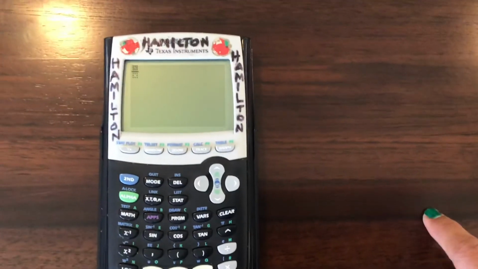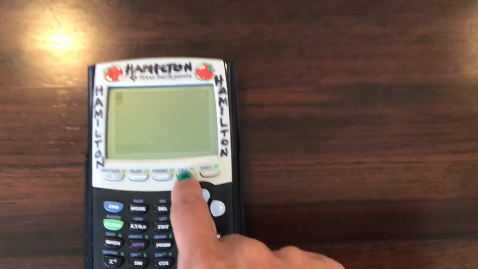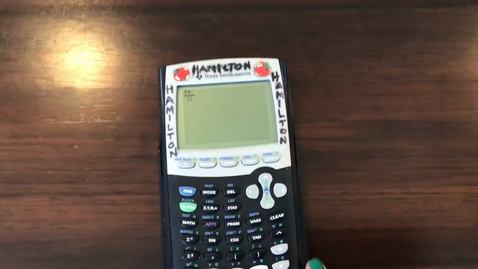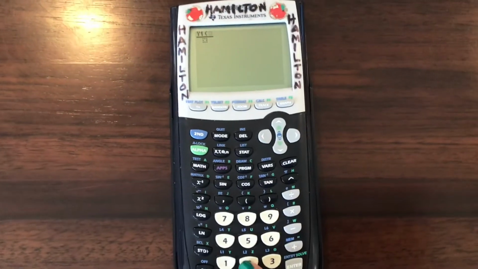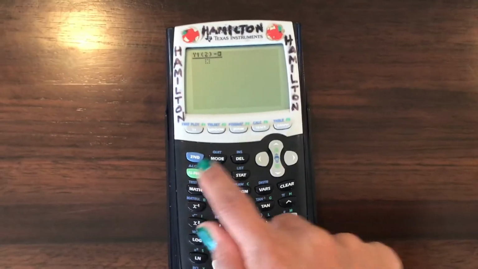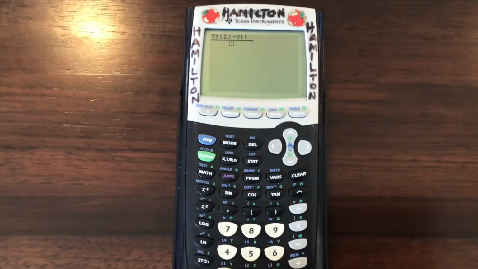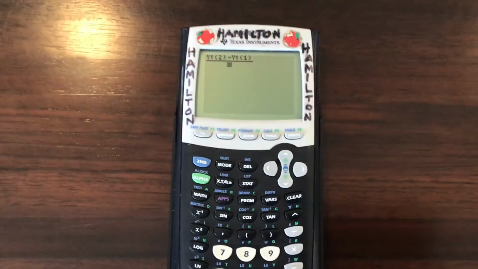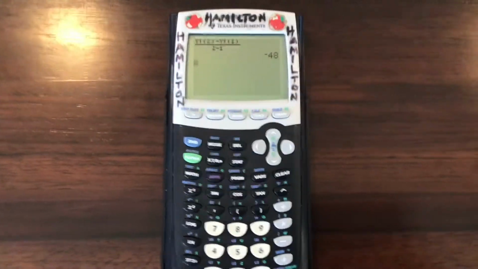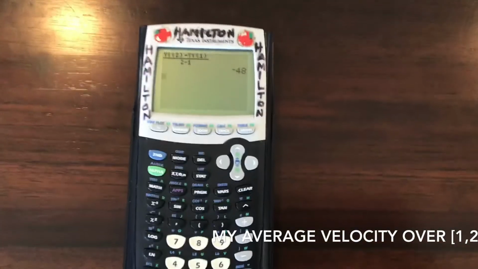I want to do s of 2 minus s of 1. So then I can just call up my y equals, it's right there, and I can put it in just like function notation. So y1 of 2 minus, alpha trace, call up y1 again, and then over 2 minus 1, enter. And that's going to be my first, and I think the units were in feet per second.